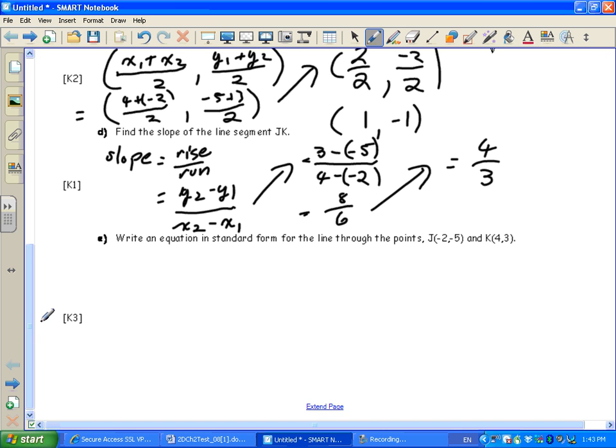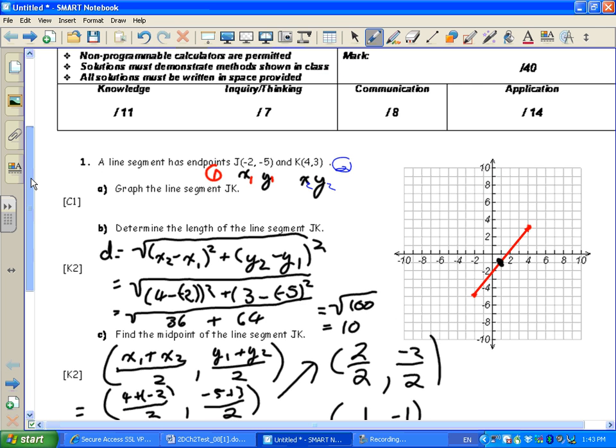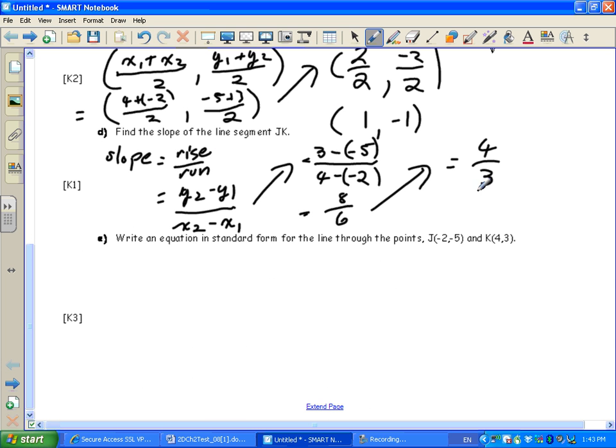And finally, write an equation in standard form for the line through these 2 points. Now, these are the same 2 points from above. We've already found the slope, and remember, we need to be in y equals mx plus b form. We already know m. M is our slope, 4/3. So we have y is equal to 4 over 3 x plus b.